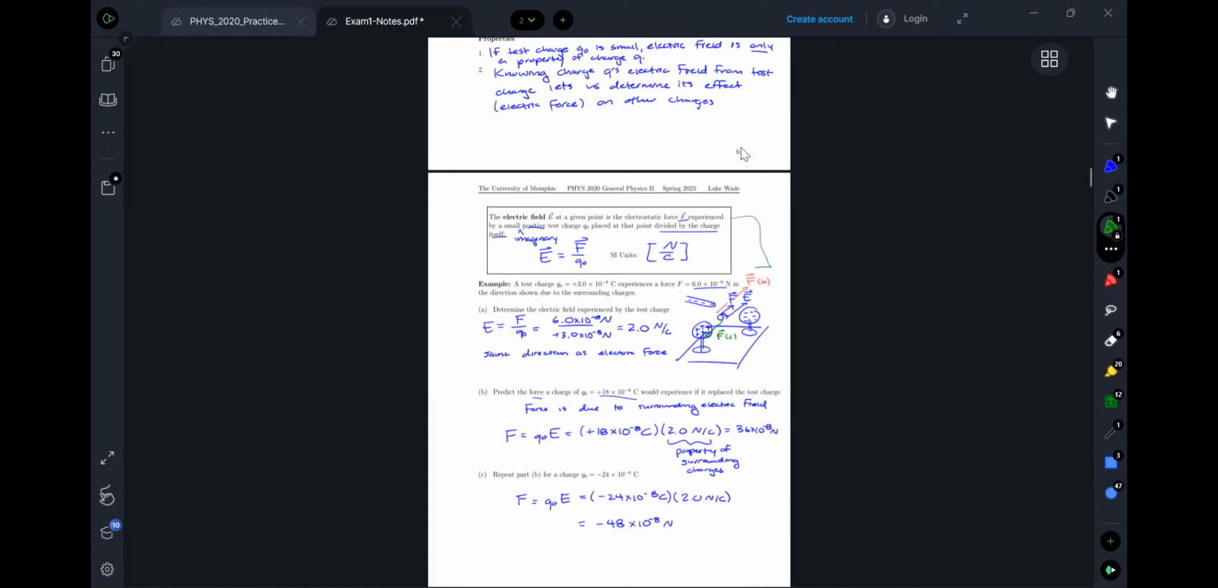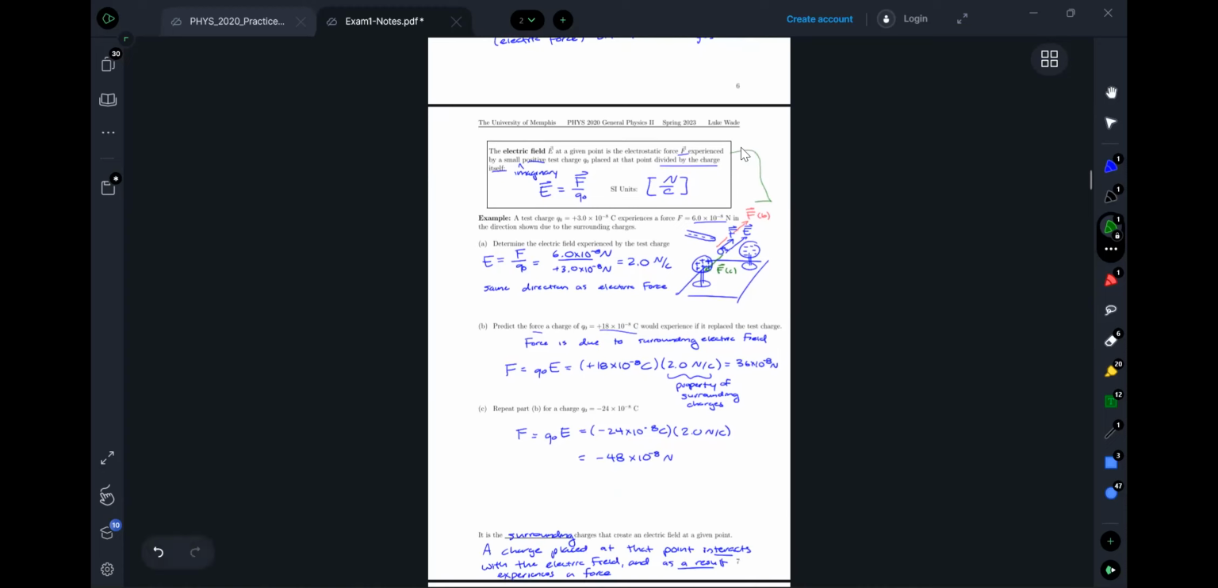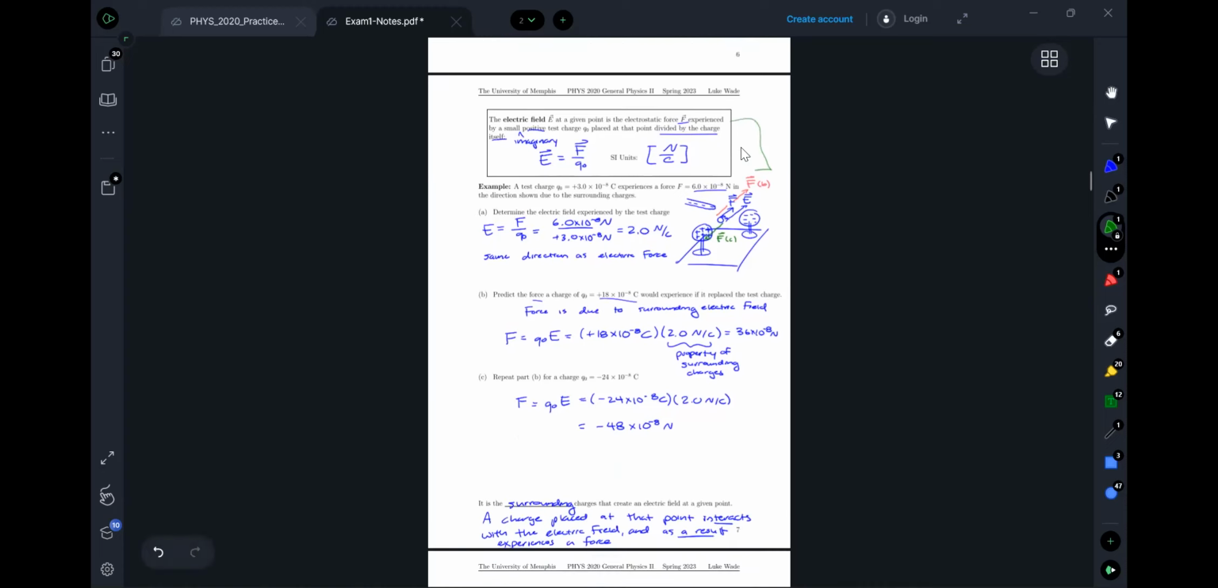This is the most general way of writing the electric field. There are specific cases we've seen, like for the case of point charges, that's where you have the KQ over R squared for the electric field. But this, that is the force felt by something over the charge of that something, is the most fundamental definition of the electric field.